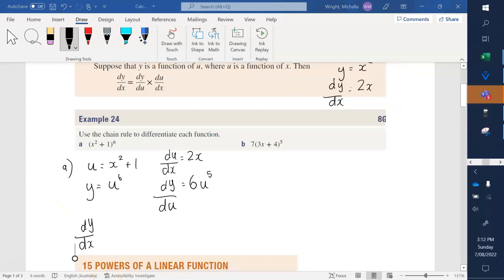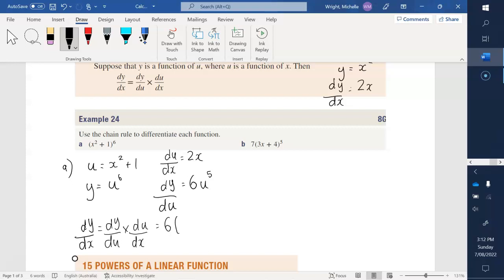My dy/dx, if I have a look at the rule above, is equal to dy/du times du/dx. My dy/du is over here, 6u^5, but I'm going to have to put something in for the u, because my u is x squared plus 1. So instead of putting in a u, I'm going to put in x squared plus 1, and it's still to the power of 5. So that's my dy/du times my du/dx, which is 2x.